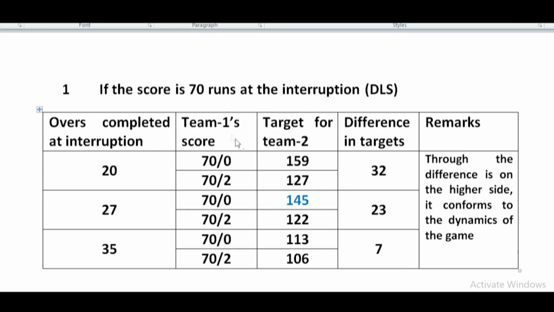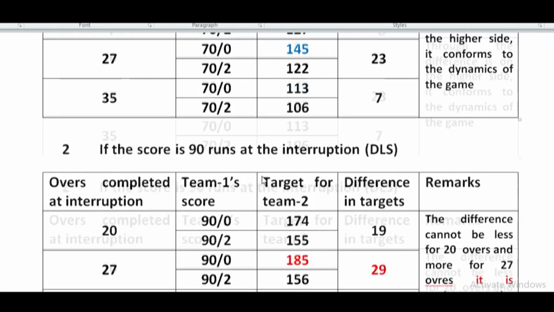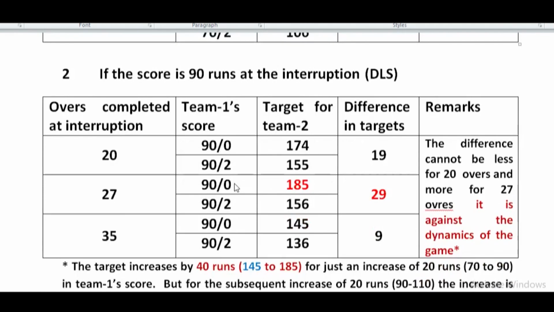Now let us see if the score is increased to 90 from 70. If the score increased to 90, what happens? If the interruption is taking place at 20 overs, again the targets are 174 for 0 wickets and 155 for 2 wickets, and the difference is 19, and this also is okay.